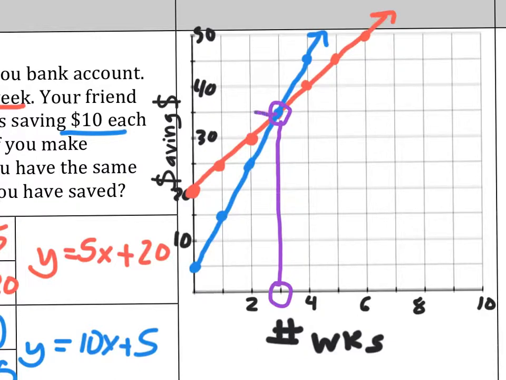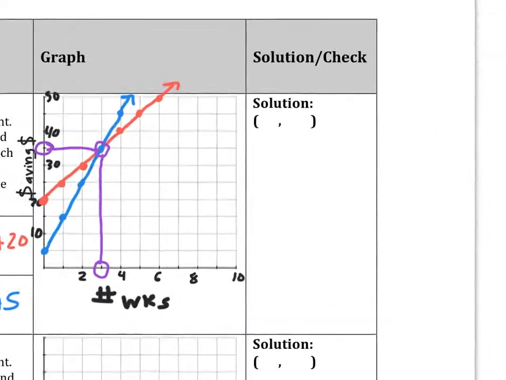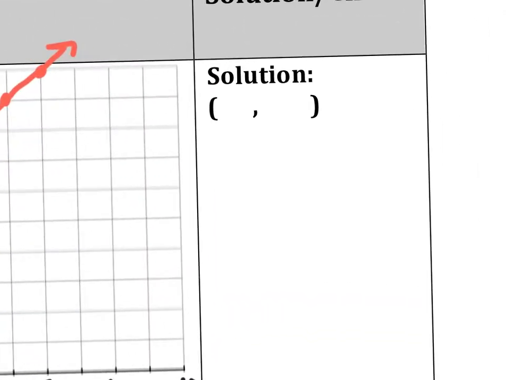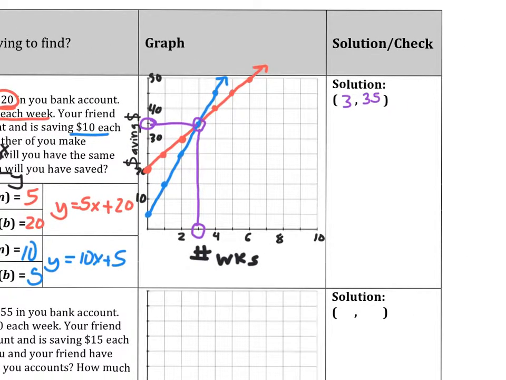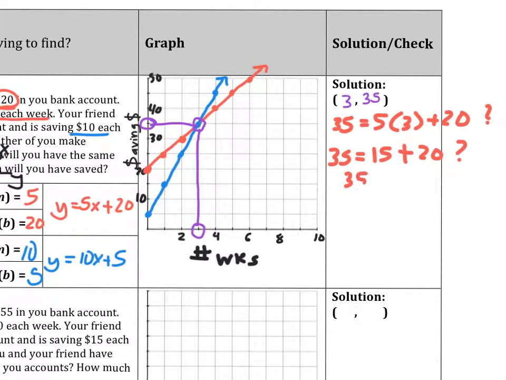And how much money do we each have? $35. So that's what I'll write down for my solution. After 3 weeks, $35. And of course, we do test that. So I'm going to place that into the red. $35 equals 5 times 3 plus 20. And again, question mark, because I'm not sure. 35 equals 15 plus 20. And 35 works. Yay!